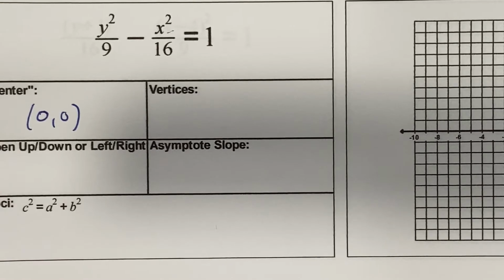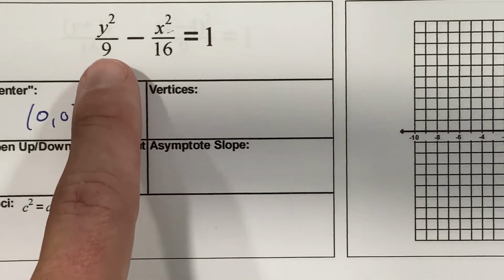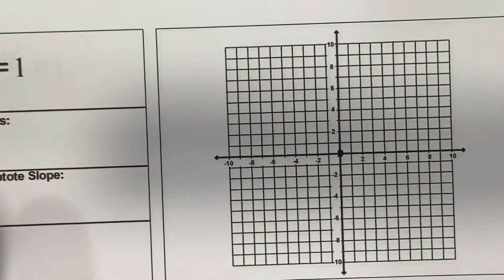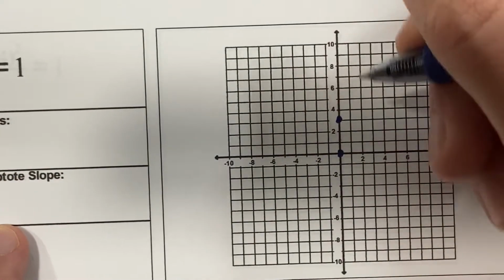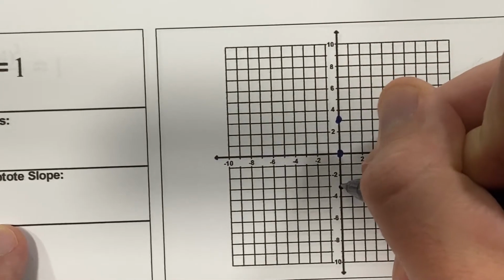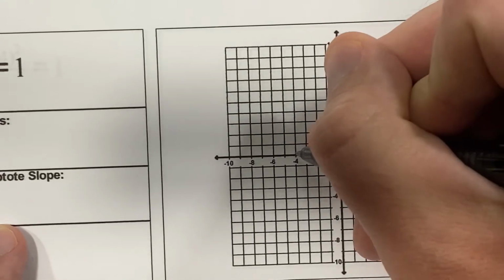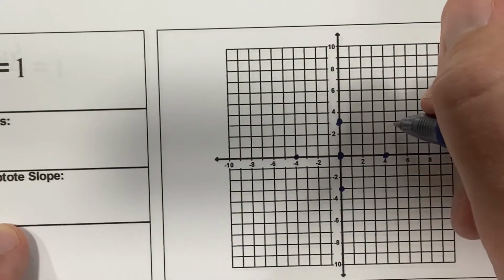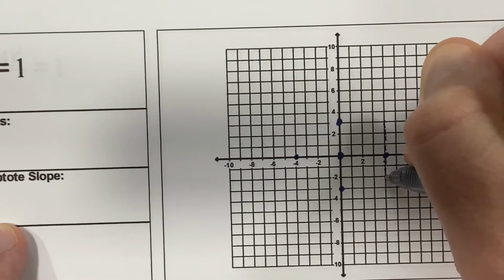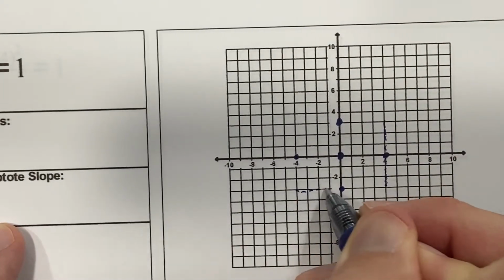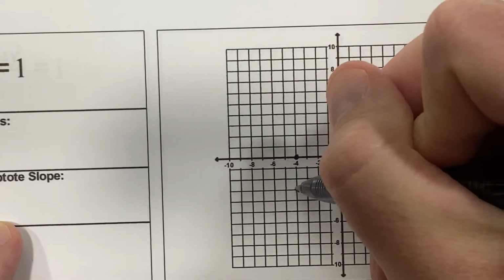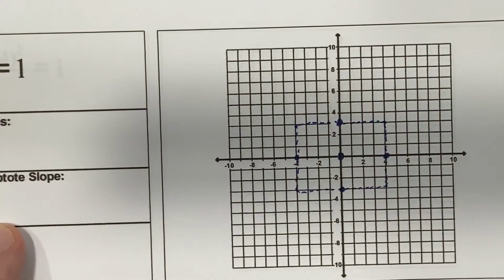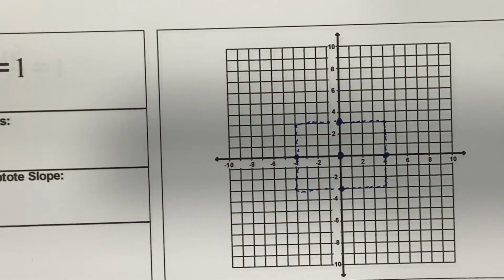And the next thing I do is similar to ellipses. I'm going to count up and down 3 and left and right 4. So up and down 3 and left and right 4. And instead of drawing an ellipse, I'm going to draw a little box here, okay? So I've got a box, a little rectangle, and that's going to help me out here in just a second.